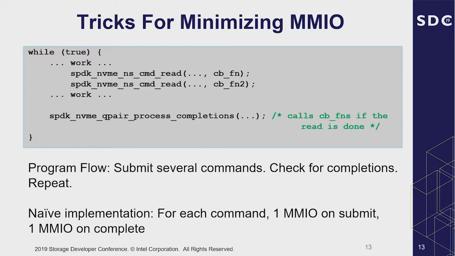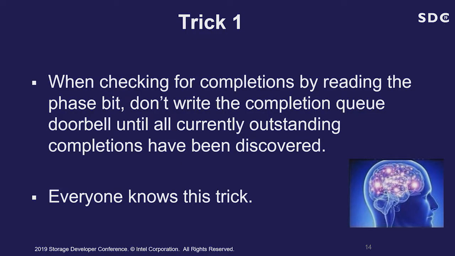Okay, trick one. In that poll call, when you go to process completions, process all the completions that you find, every completion queue entry that you find. Then when you get to the end, when you run out, you find one whose phase bit hasn't flipped, then ring the doorbell just once with the maximum value. Right? Pretty simple. Don't ring it every time you find one. Everyone knows this trick. Every driver does this.